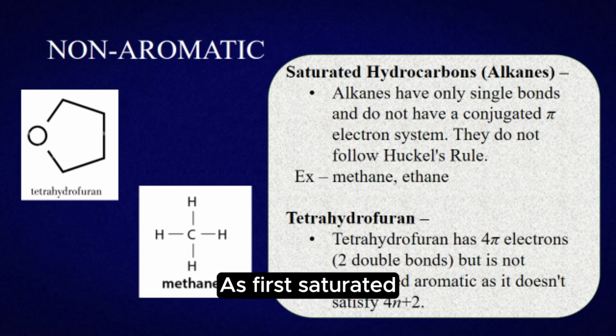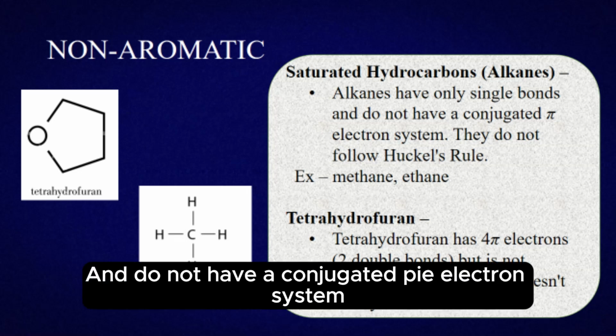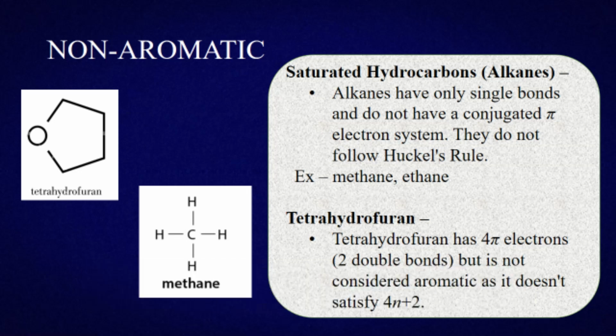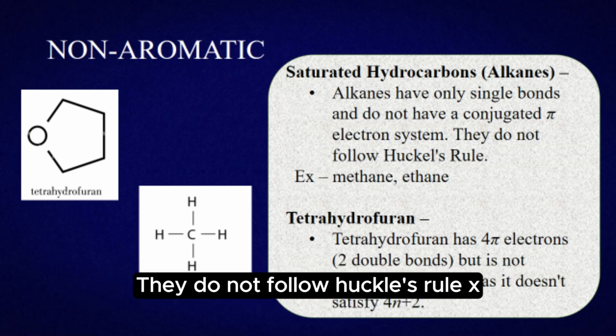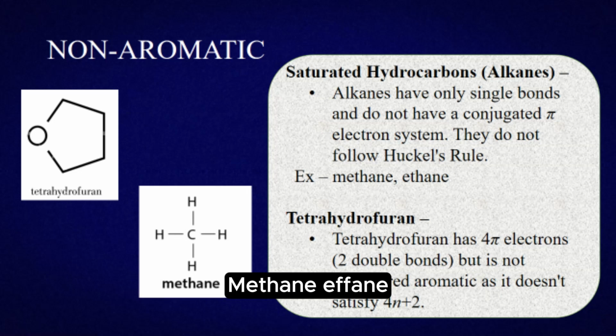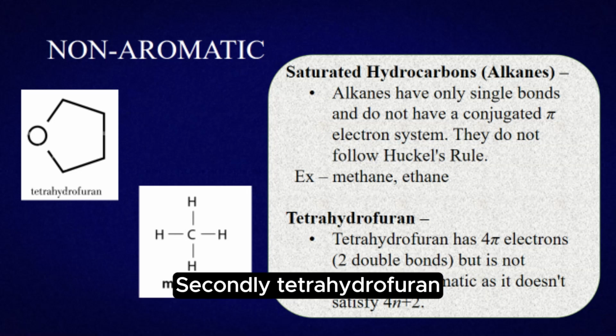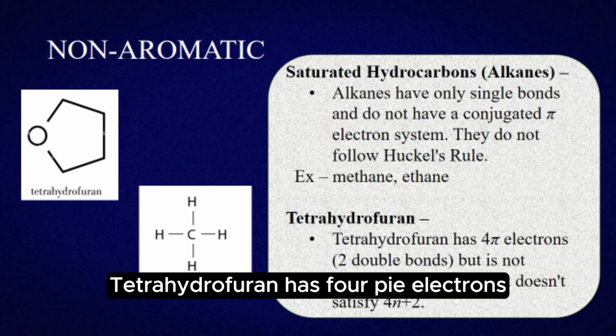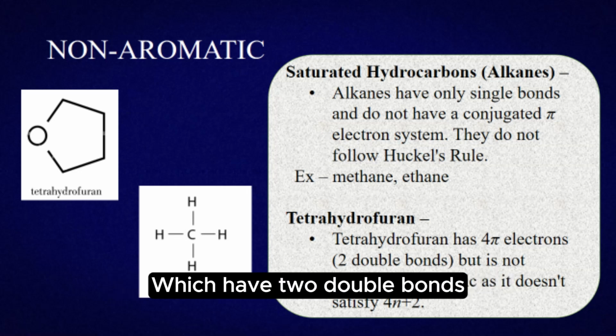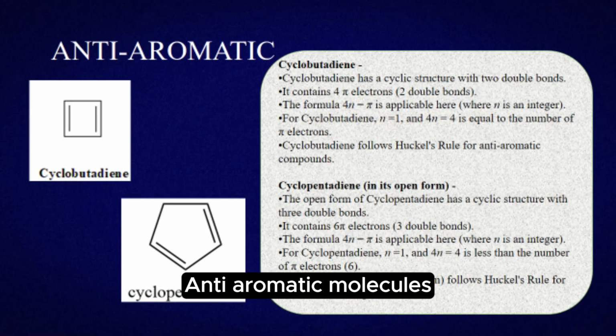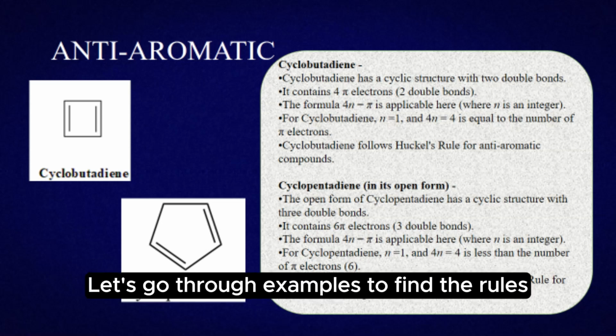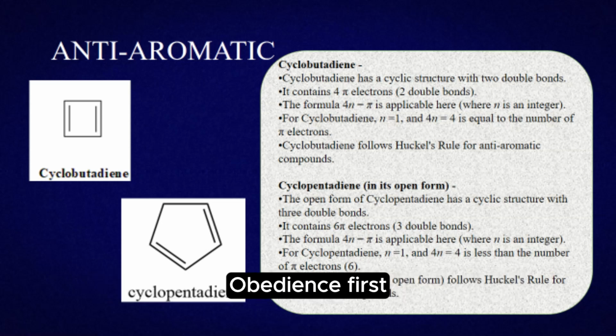Non-aromatic molecules first. Saturated hydrocarbons, alkanes. Alkanes have only single bonds and do not have a conjugated pi electron system. They do not follow Huckel's rule. Examples: methane, ethane. Secondly, tetrahydrofuran. Tetrahydrofuran has 4 pi electrons, which is 2 double bonds, but is not considered aromatic as it doesn't satisfy 4n plus 2. Antiaromatic molecules. Let's go through examples to see the rule's obedience.